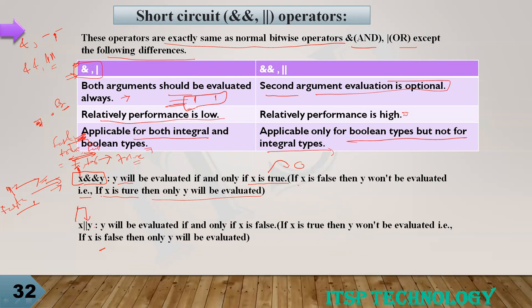X or Y. Y will be evaluated if... what is that? First, you can tell me, what is the functionality of OR? If any one argument is true, then output will become true, right? If X is true, what is the requirement to check the second one? Is there any sense to check the second argument? No, just return true. That's it. That's why relatively performance is high. If it is false, then it goes to check the second argument, right? This is the difference. The same points are written here. You can check. So now short circuit operator is completed.